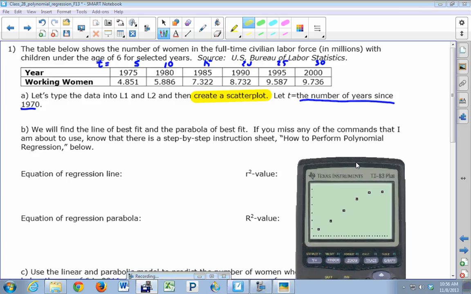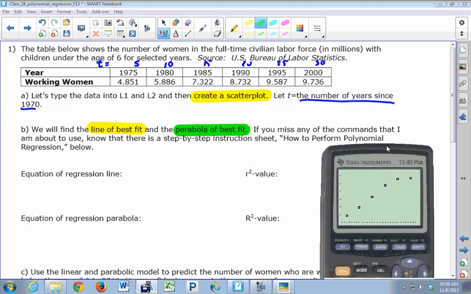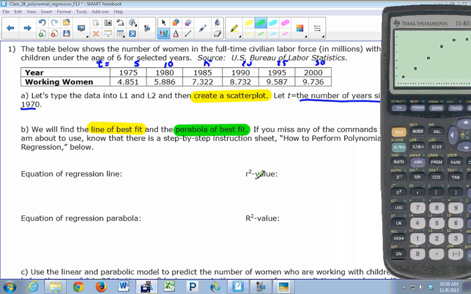So we're going to try both of them. We're going to try the line of best fit, and we're also going to try a parabola of best fit. So we're going to try a linear regression and a quadratic. Now, don't worry if you miss any of the commands because they're all written out for you as I go through them. But I also want to draw your attention to something over here.